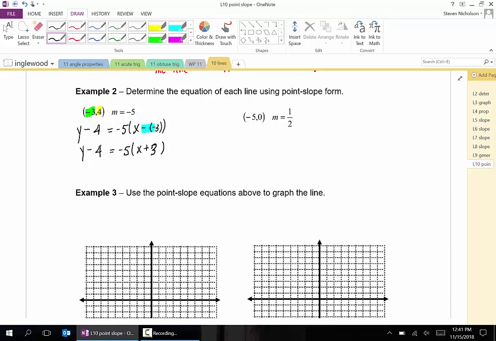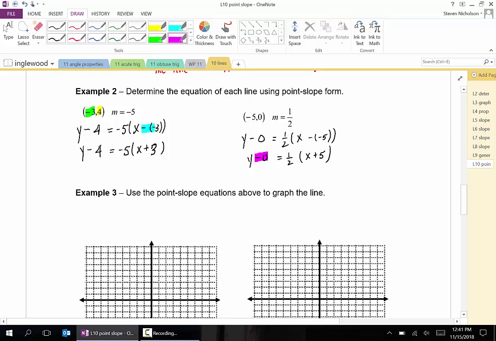So let's go ahead and do this last one. It would be y minus 0, the y coordinate, is equal to 1/2 bracket x minus -5. This would be y minus 0 is equal to 1/2 x plus 5. And if you really wanted to, you could get rid of the y minus 0.